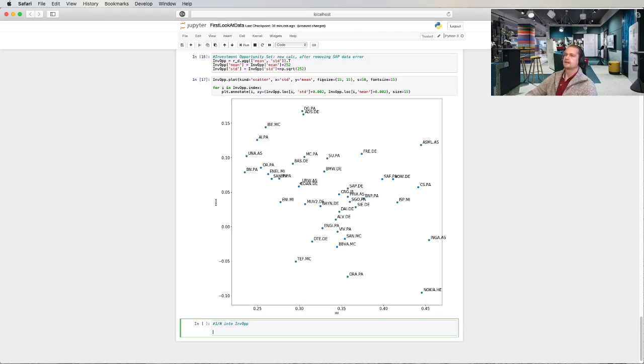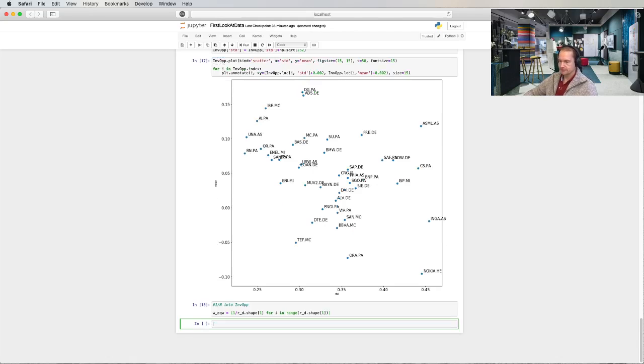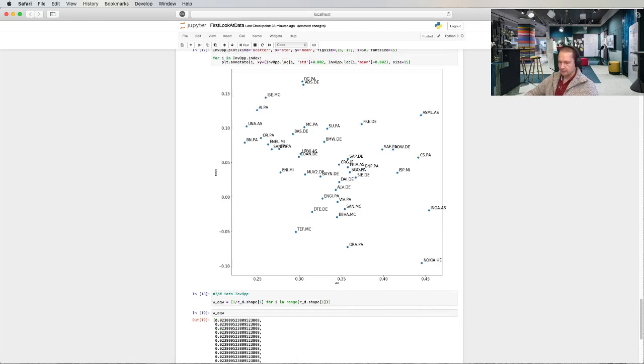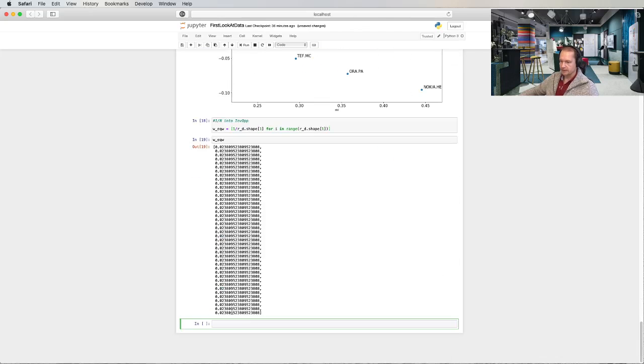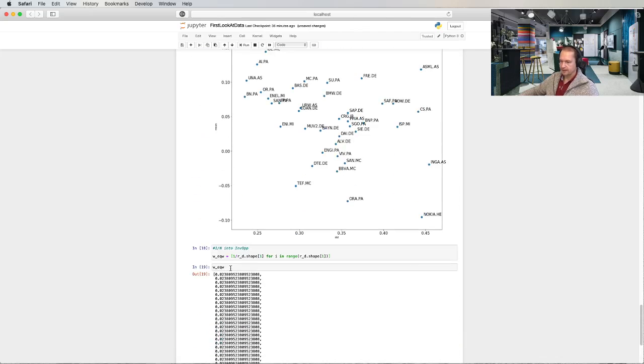The first thing we need is the equal weight portfolio, the 1 over n rule. The way we do that in Python could be 1 divided by rd.shape[1], the number of columns, for i in range(rd.shape[1]). If you look at that, that's what it looks like: 2.38% for all stocks.